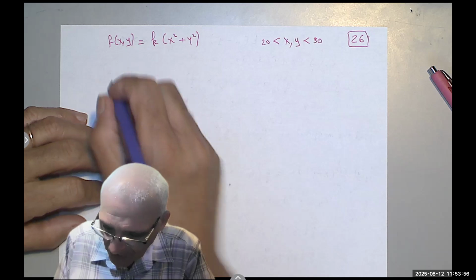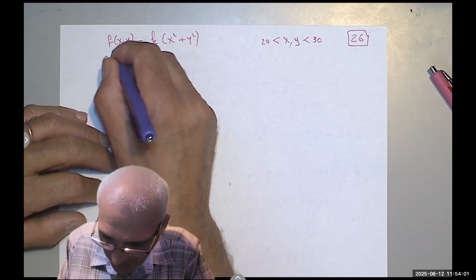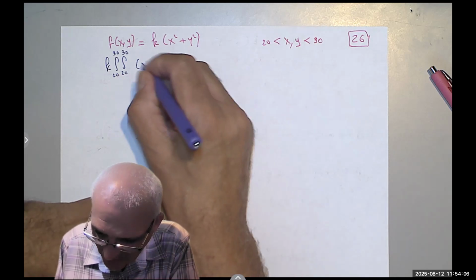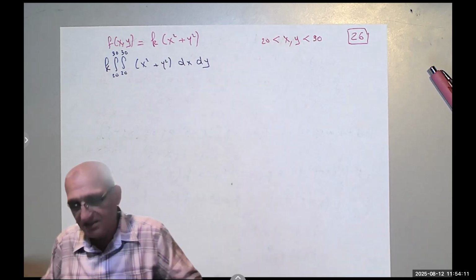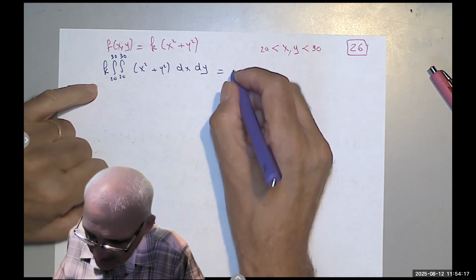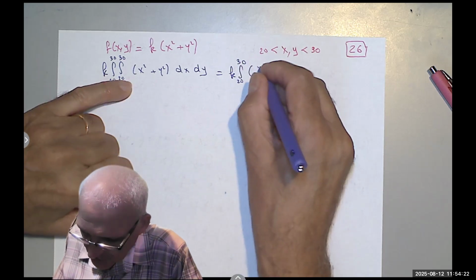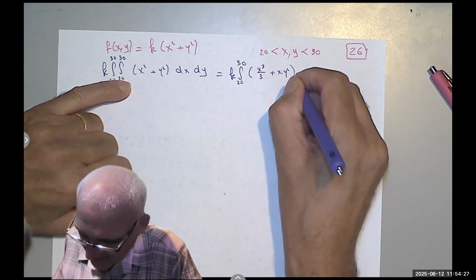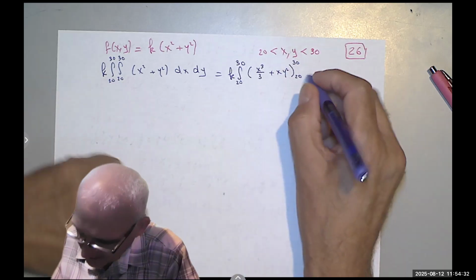But anyway, we check by taking the double integral from 20 to 30 of x squared plus y squared. They will need a calculator here. It doesn't matter which one we integrate first, since both are squares. So if I start with the x, this would be k times the integral from 20 to 30 of x cubed over 3 plus x y squared, evaluated from 20 to 30, dy.